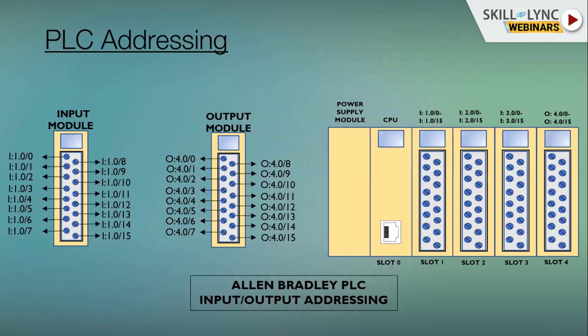First the CPU is placed in a position known as slot 0. Next to that, one module is placed at slot 1, then slot 2, and it will go on that way until we finish placing our modules. On our left side, you can see how addressing is done in Allen Bradley.